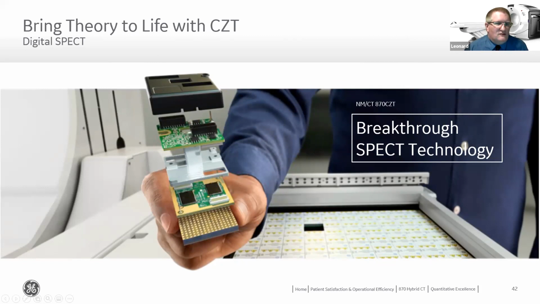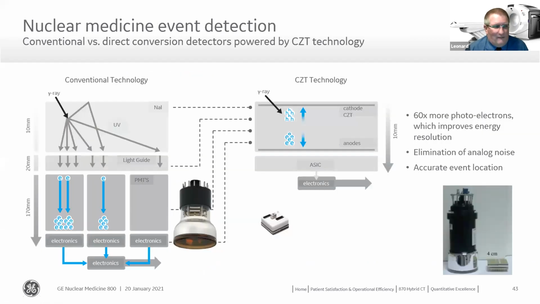And if you compare that to what we've got with our current Anger camera, I've given you two examples. This is the GE illustration about how things sit at the moment. But you'll notice this is actually the PM tube from that camera that I talked about. They look like this, and this is the new CZT module, significantly smaller. So all of this, including the collimator, is a very, very large detector size. Now we've managed to shrink that down significantly to be able to give us improvements.